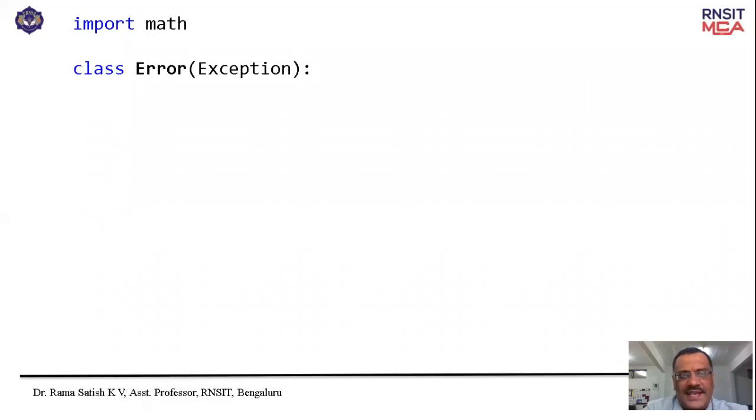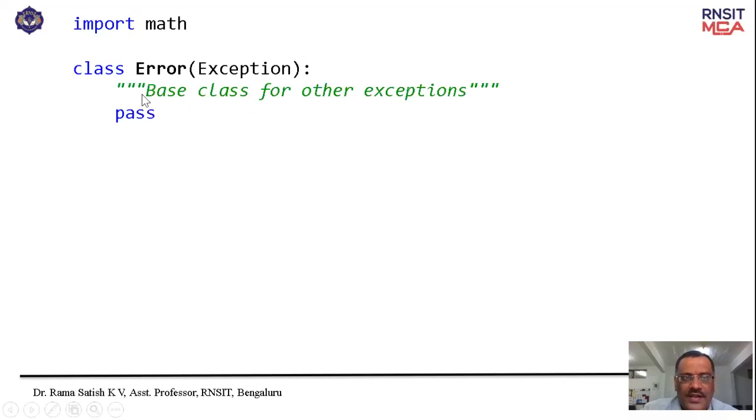Error, class Error, Exception. You are creating your own exception. For this, you have to write the class Error, and you are supposed to take the Exception, which is the base class for all the exceptions. Pass means end of the class.